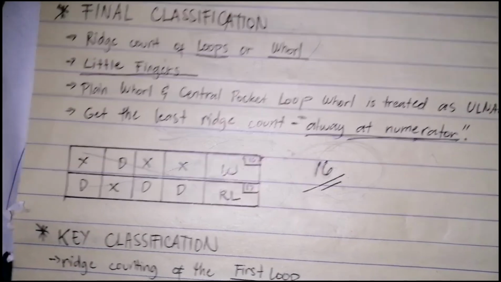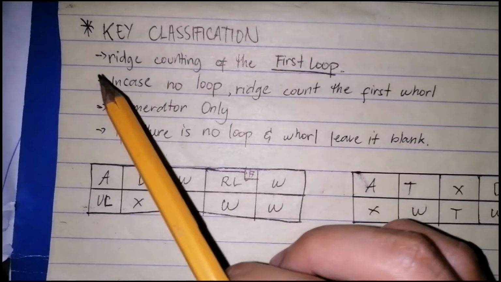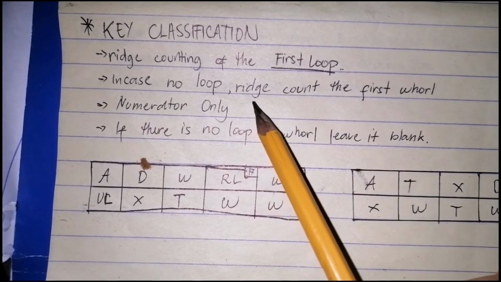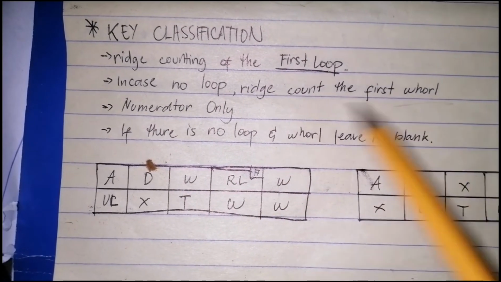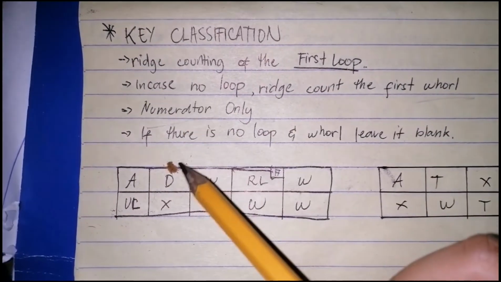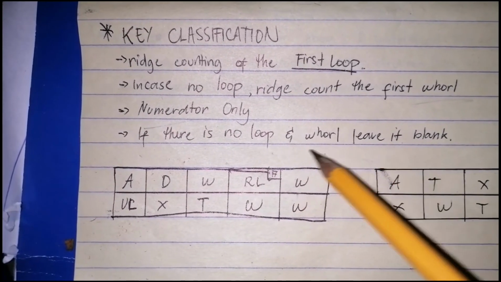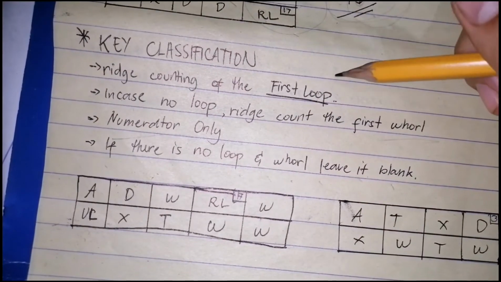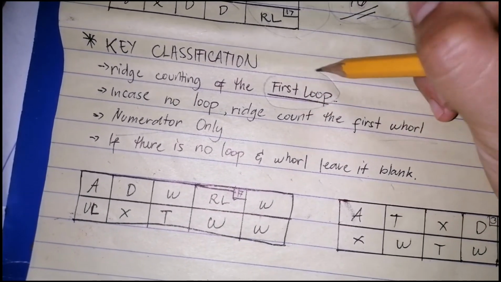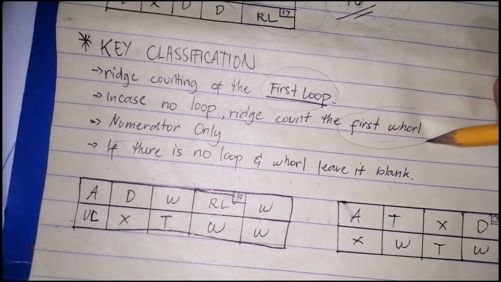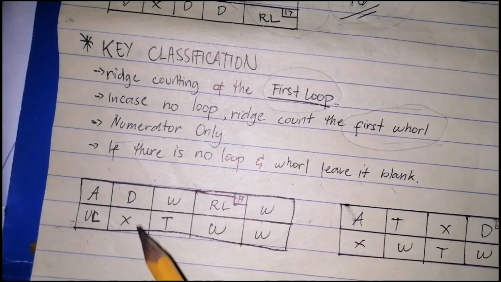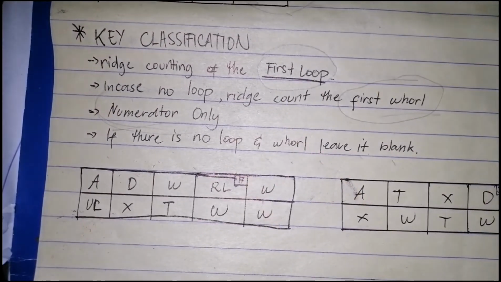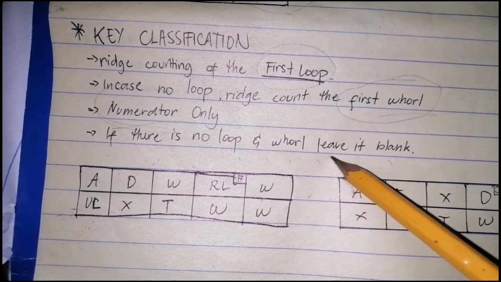Next, we'll proceed to the last classification, which is the key classification. Ridge counting of the first loop. In case of no loop, ridge count the first whirl. Numerator only. If there is no loop or whirl, leave it blank. In this key classification, we will just focus on the first loop we see or the first whirl we see, and it only has the numerator. If there is no whirl or loop, we should leave it blank.